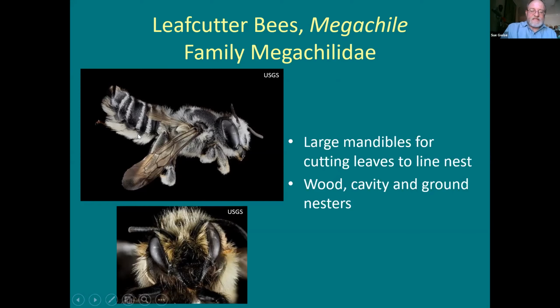The other thing about the megachilids is that they often collect pollen on their abdomen. So you can see how fuzzy that is. If you see a bee that has a lot of pollen collected on its abdomen, as opposed to the pollen baskets on the legs that bumblebees and honeybees have, it's probably a megachilid.